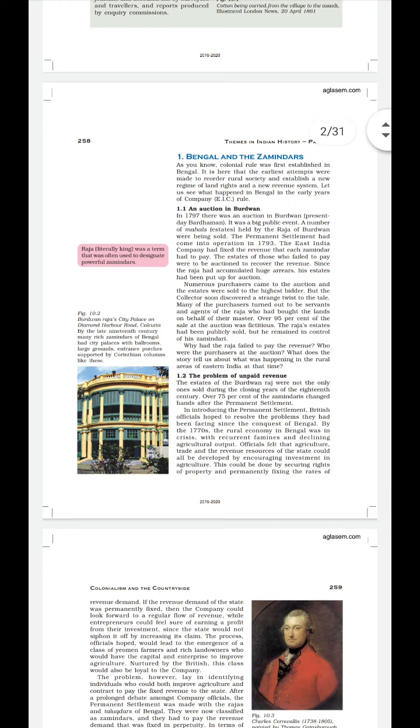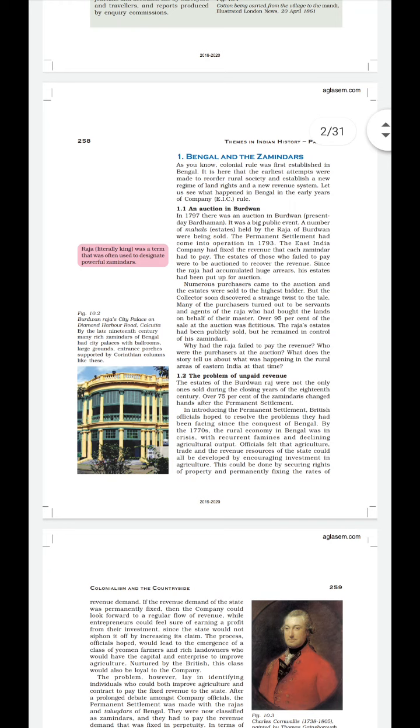Okay. Now, an auction in Bardhaman. By the term auction, I think you all know. In Hindi, we call it Nilami. Right. So in 1797, all the property of the Raja of Bardhaman was sold. The Permanent Settlement had come into effect in 1793. I hope you all must have studied this in junior class also. And who introduced this system? Lord Cornwallis introduced this system.